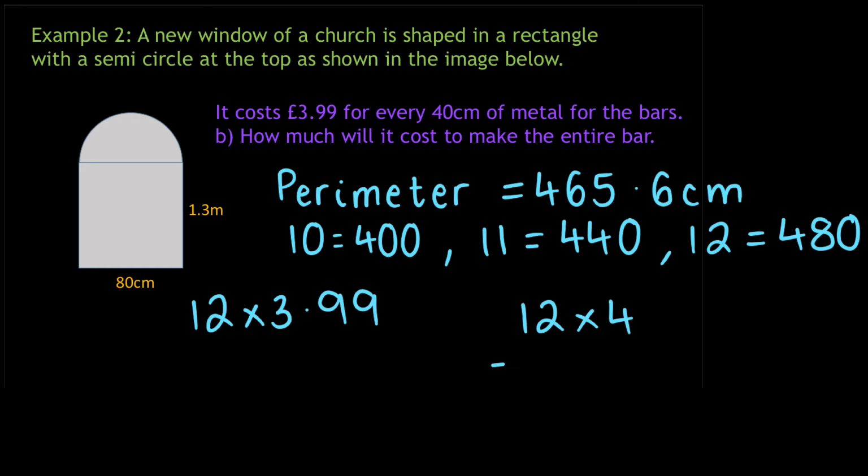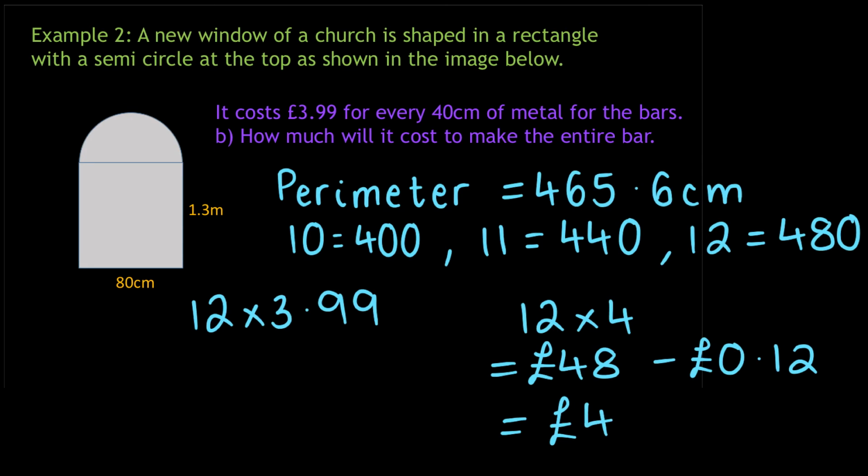So I would say, well, 12 times 4 is £48. And then take away 12 pence from that, because the difference between £3.99 and £4 is 1 pence. So the difference between 12 times £3.99 and 12 times 4 is just 12 pence. And that gives you a cost of £47 and 88 pence.